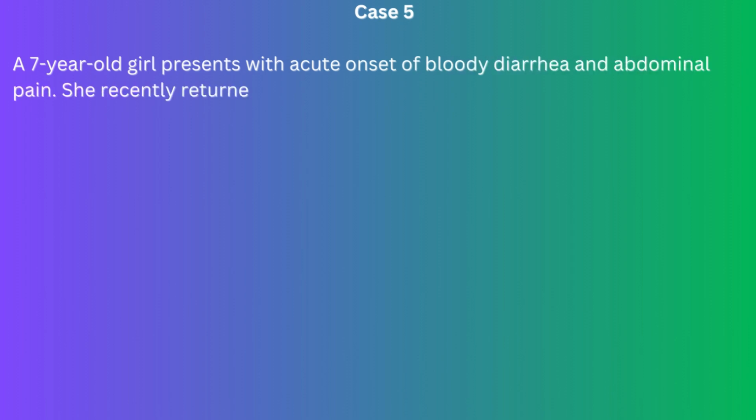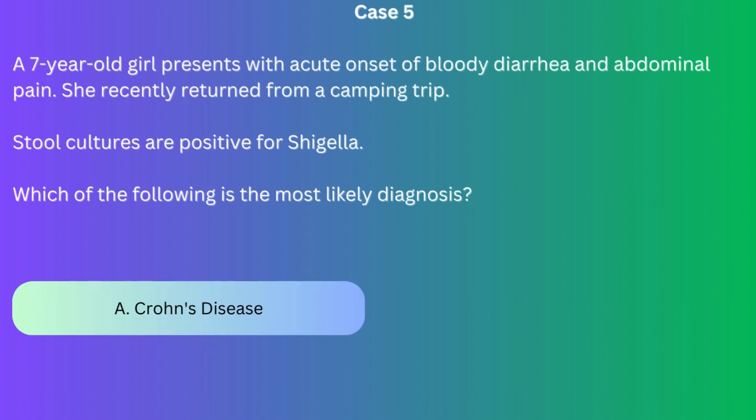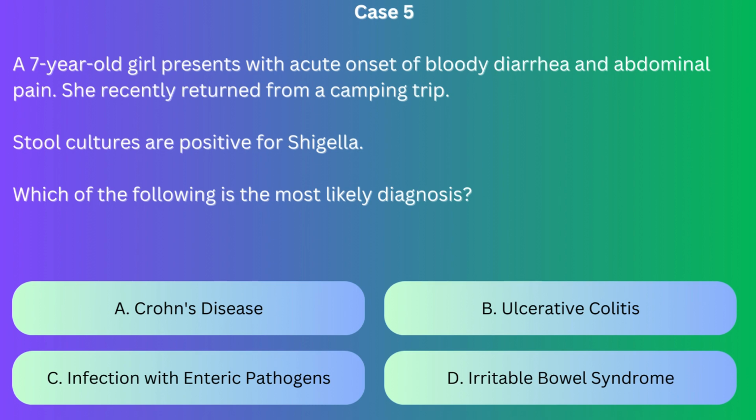A 7-year-old girl presents with acute onset of bloody diarrhea and abdominal pain. She recently returned from a camping trip. Stool cultures are positive for Shigella. Which of the following is the most likely diagnosis? A. Crohn's disease. B. Ulcerative colitis. C. Infection with enteric pathogens. D. Irritable bowel syndrome. The correct answer is C.